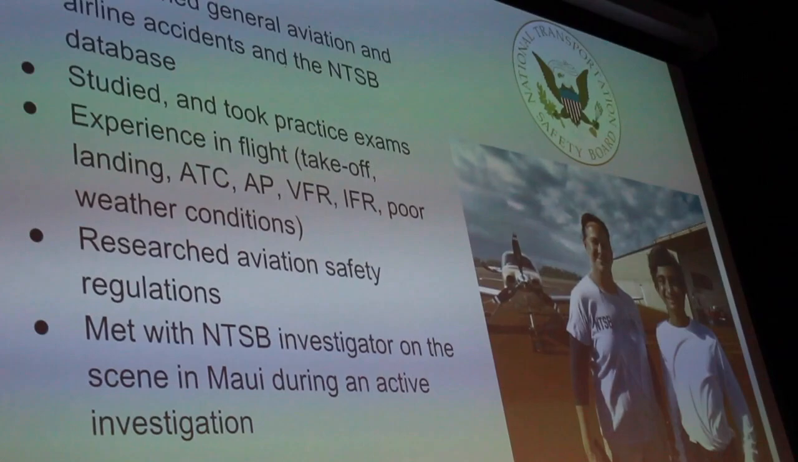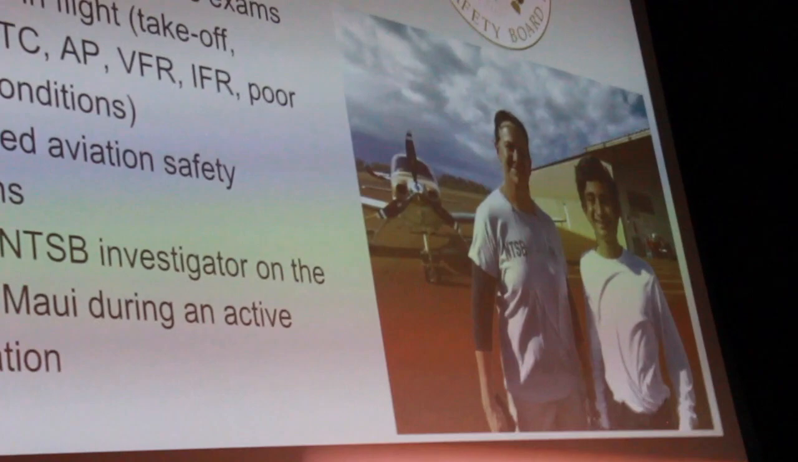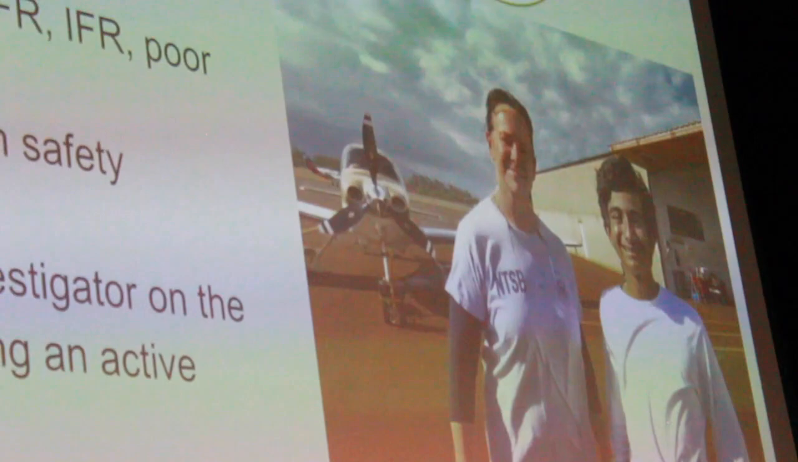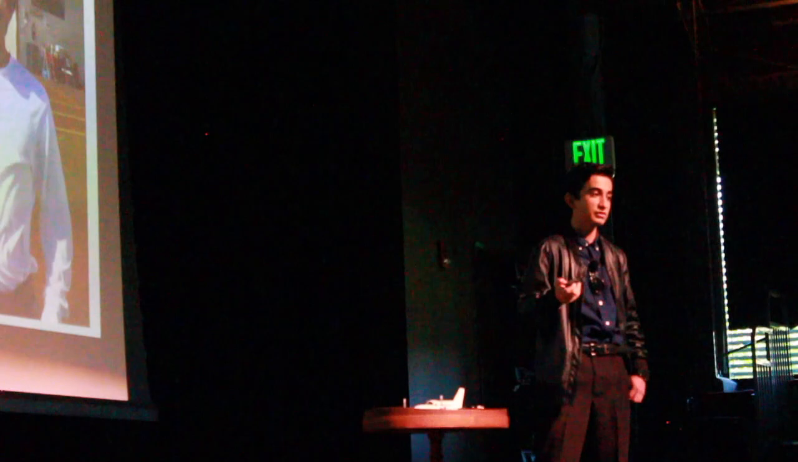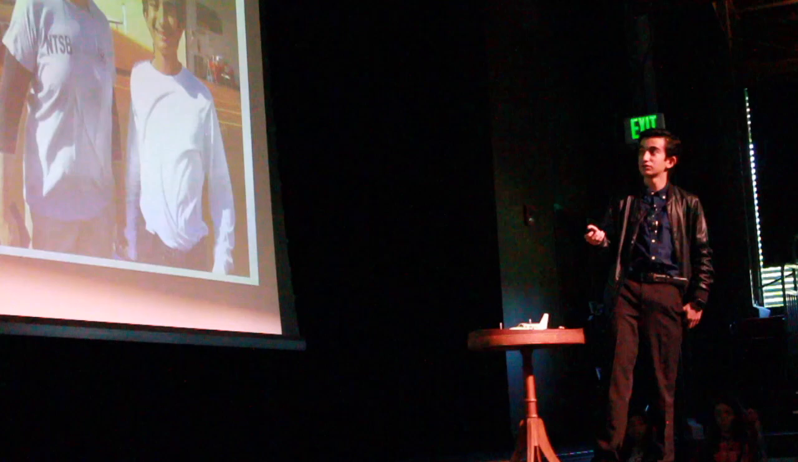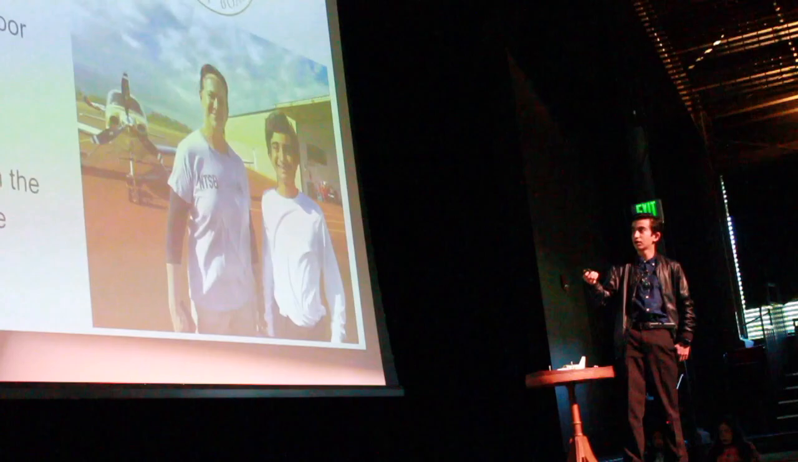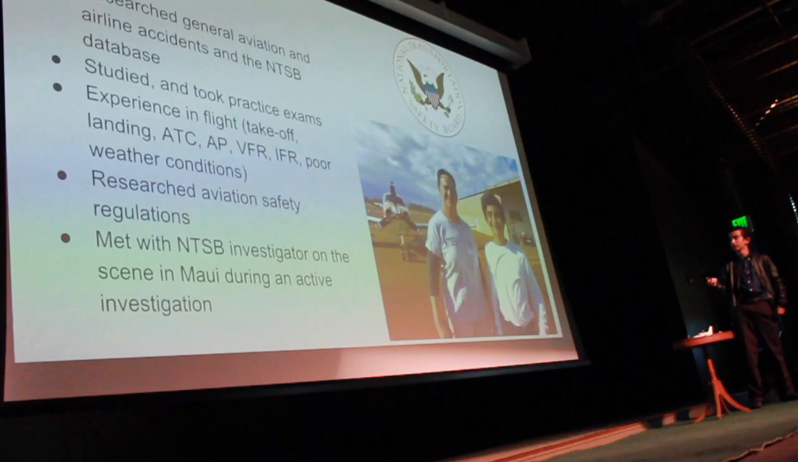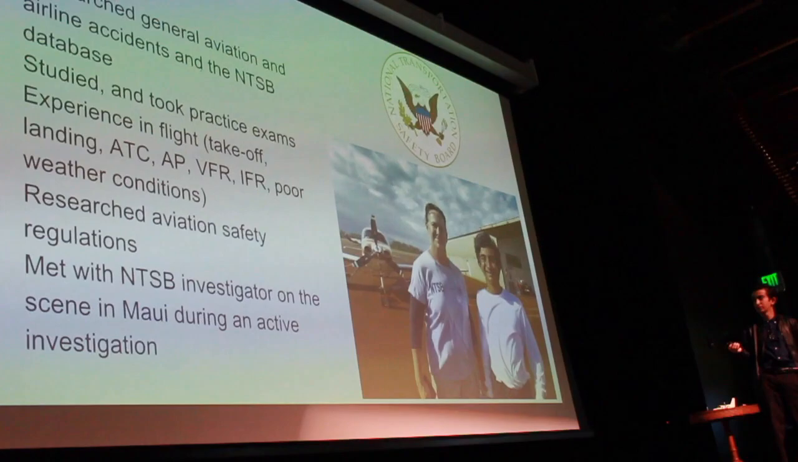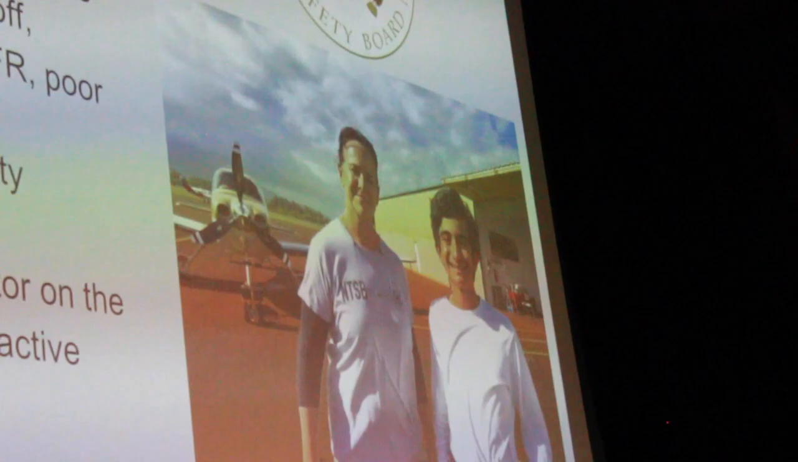My first step was to research general aviation and airline accidents in the NTSB database, and it quickly became clear that loss of control was the leading cause of death in the industry, which is over 40%. I then studied and took practice exams to prepare for my future pilot's license, which I get between 16 and 17 years old. I then learned about experiences in flight, such as ATC, which is air traffic control, AP, autopilot, VFR and IFR, which are visual flight regulations and instrument flight regulations, and also flying in poor weather conditions. I then further researched aviation safety regulations and even met with an NTSB investigator on a helicopter crash scene in Maui.